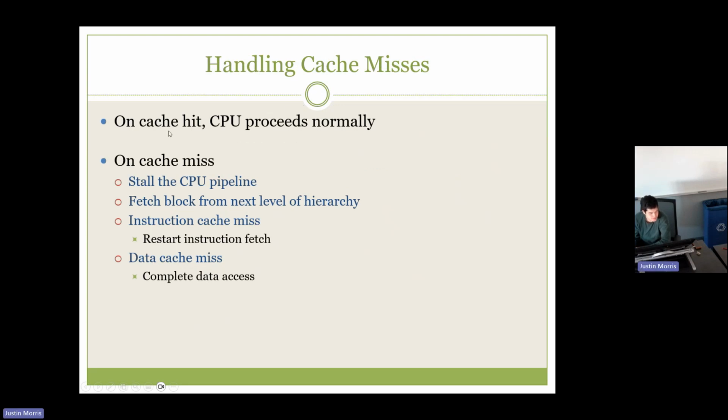And handling cache misses. On a cache hit, CPU is very happy, right? It doesn't have to stall. On a cache miss, we need to stall the entire pipeline. We have to wait for this data. We need to fetch the block from the next level of the hierarchy. And if we have an instruction cache miss, we need to restart the instruction fetch. On a data cache miss, we need to complete the data access. So again, we're stalling until we have that data.